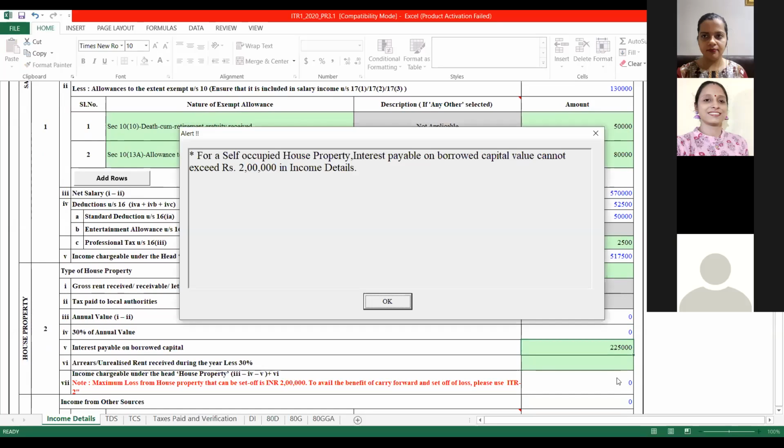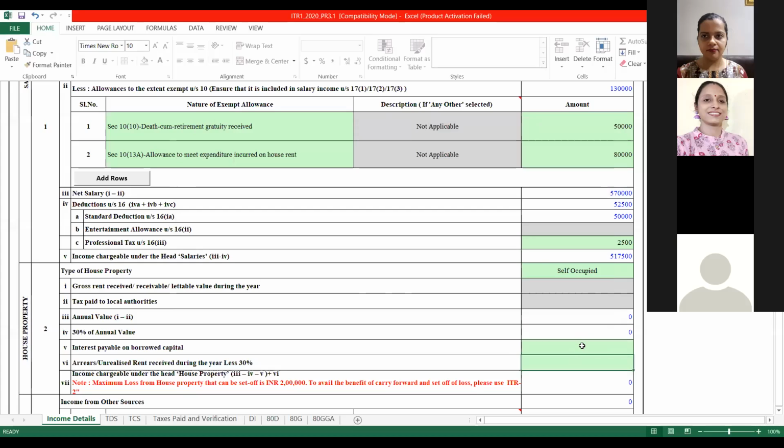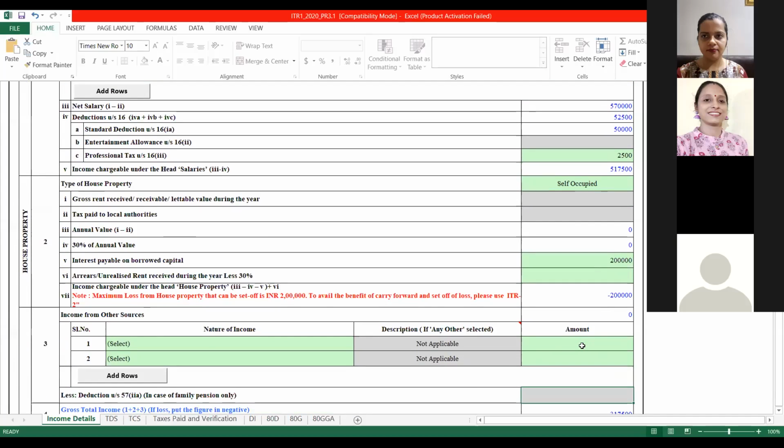2,25,000. See, it gives a message that for self-occupied property, your loss from house property cannot be more than 2 lakhs. So I cannot enter an amount more than 2 lakhs. I will have to enter a maximum amount of 2 lakh over here. Then arrears of rent, say for example, there are no arrears of rent. So this was the example of the first case where I have assumed my house property is self-occupied.